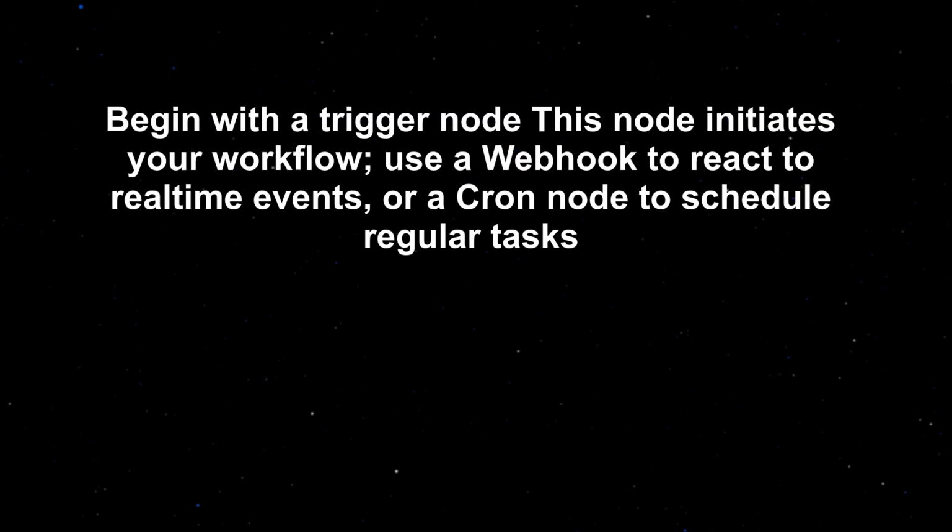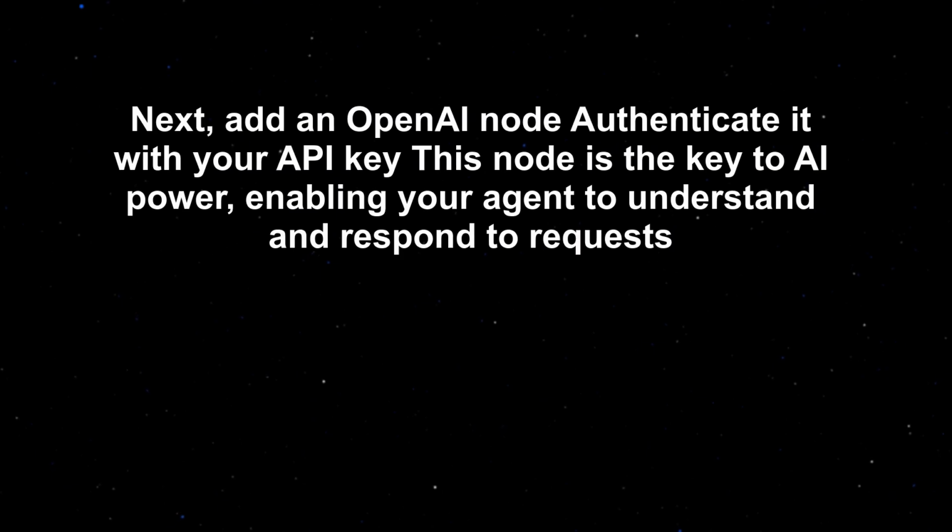Begin with a trigger node. This node initiates your workflow. Use a webhook to react to real-time events, or a cron node to schedule regular tasks. Next, add an OpenAI node authenticated with your API key. This node is the key to AI power, enabling your agent to understand and respond to requests.